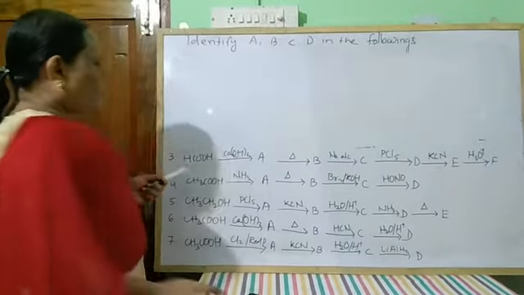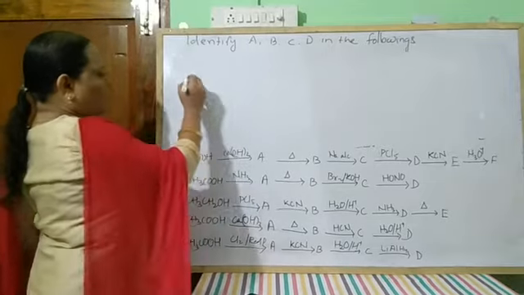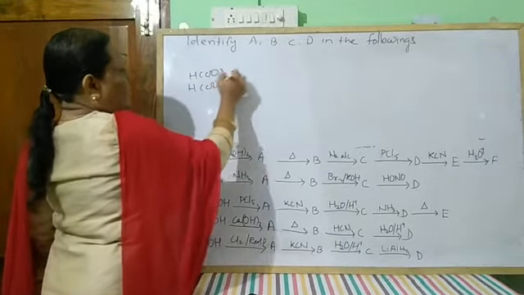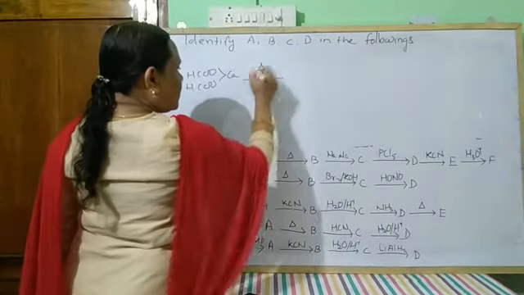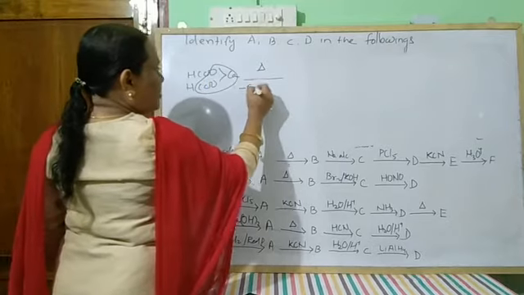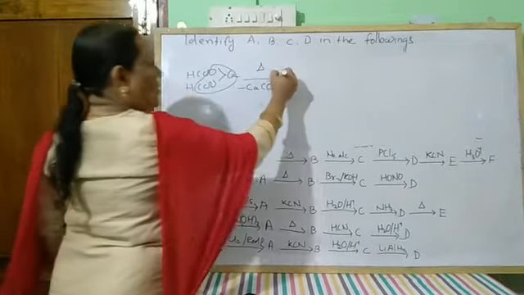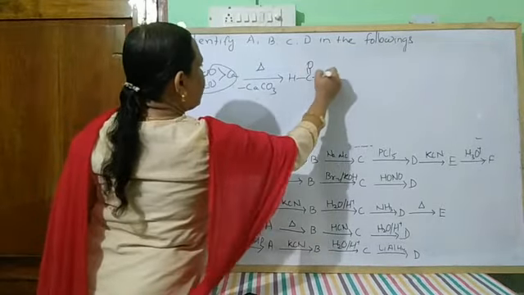Next, come to the next question. So formic acid reacts with calcium hydroxide. Acid and base react to form salt and water. First it forms calcium formate, and when calcium formate undergoes dry distillation, minus calcium carbonate, so when calcium formate is heated alone, it forms formaldehyde.